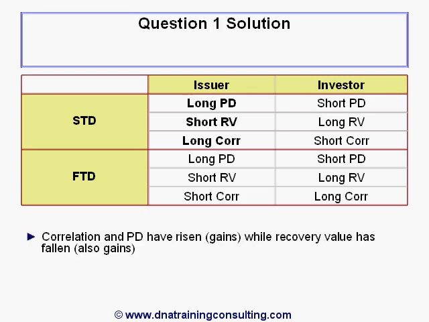We know that correlation and PD have risen, which therefore generate gains for the issuer, while recovery value has fallen, which also generates gains. So the correct answer is B, i.e. that all 3 factors are favorable to the issuer.